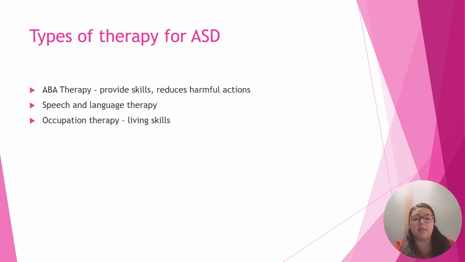Types of therapy recommended for autism spectrum disorder. What you're going to be seeing is ABA therapy provides skills, reduces harmful actions. There's conversation about this not being ideal. However, if somebody is having a really hard time or is classified as level 3 and there's a lot of difficulty for the client, this may be useful to build up some skills to be able to promote some sense of autonomy, some sense of self for the client or with the client.